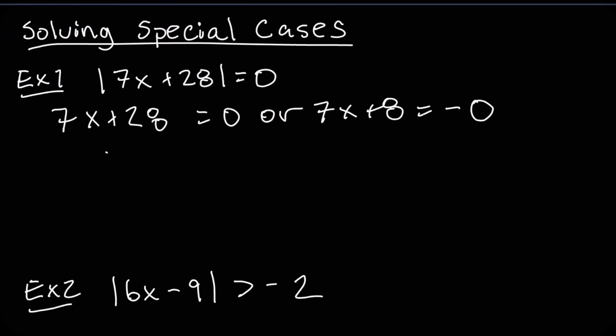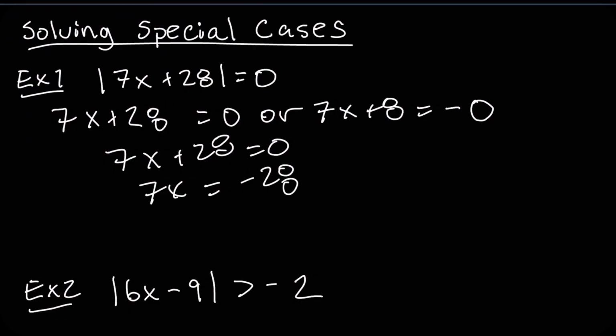So we'll have a 7x plus 28 equals 0. 7x is equal to negative 28, or x is equal to negative 4. So we really just have one solution here, which is going to be our negative 4.